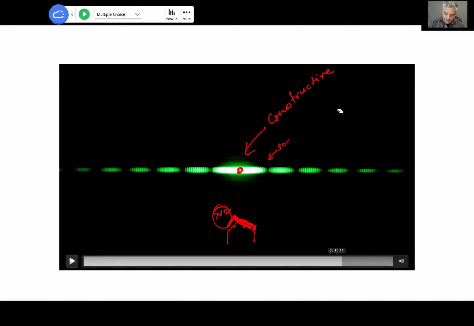And now this is the next bright spot. So of course, they travel different distances, and this one traveled that much. Now what's the difference? This went from bright to next bright, so this is like saying peak to peak. So the path difference must be equal to one wavelength, okay? Something like that. So that's what I wanted to show you with this one.